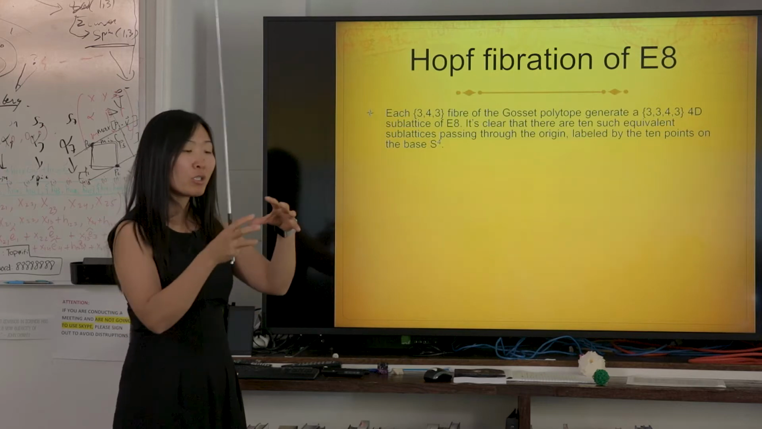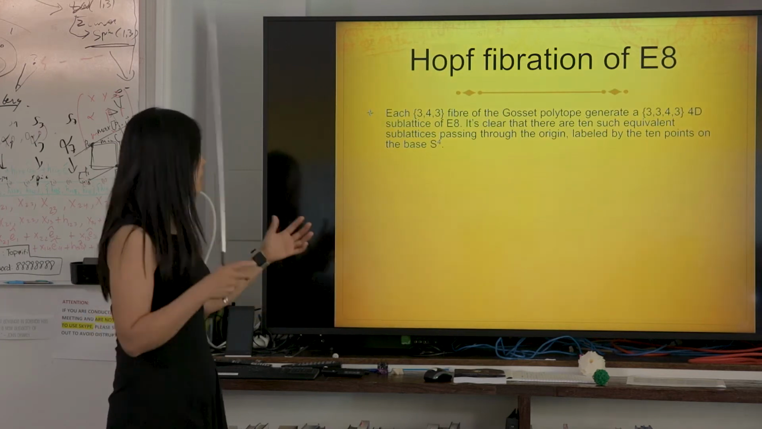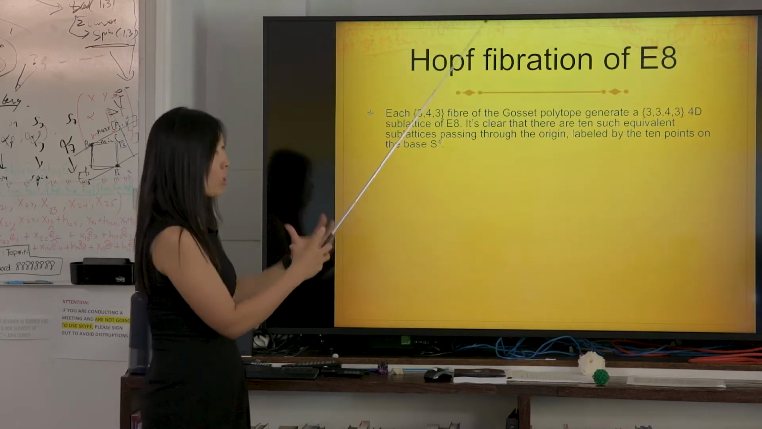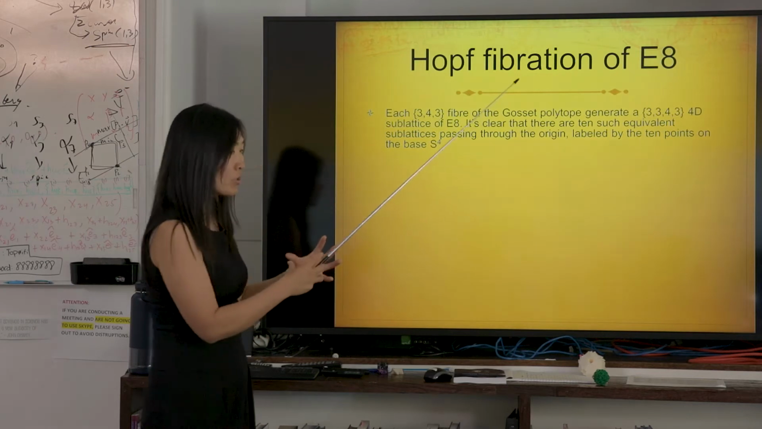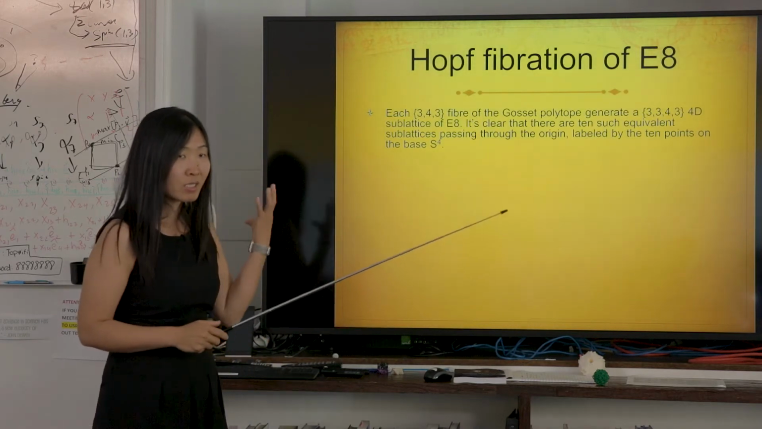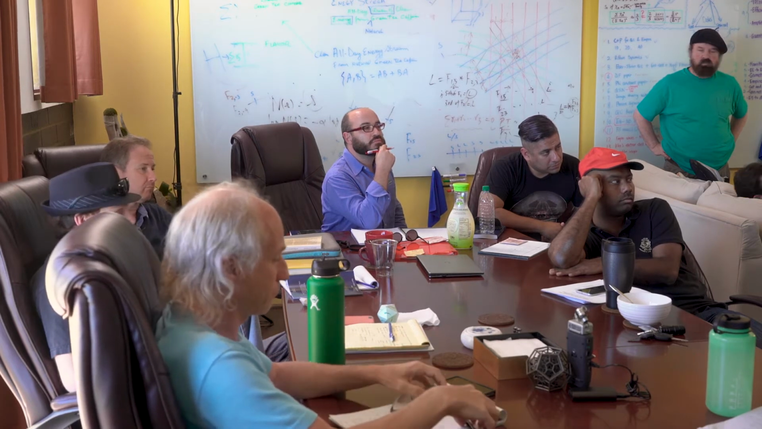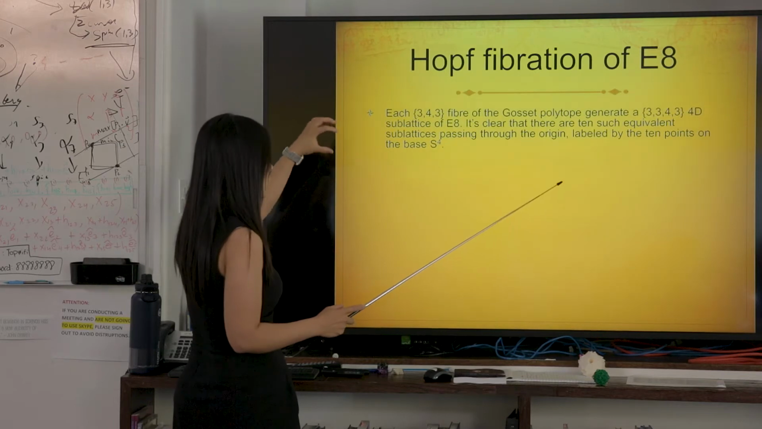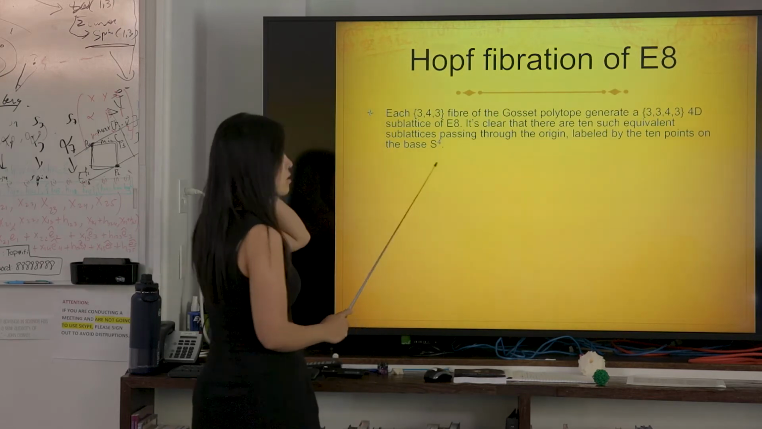Just like a cuboctahedron, right? It's a kind of a shell polytope of a FCC lattice. And so here, the 343, which is the 24 cell, is a shell polytope, just like the Gosset polytope to the E8 lattice here. And so this 24 cell, you can extend it to generate a 3343 4-dimensional lattice. That's clear, right? Or you could say the cuboctahedron is just the root vector polytope of the maximum sphere packing lattice in 3D, right? Yeah. Okay. So then it's clear that there are 10 such equivalent sublattices because we have 10 of these 24 cell fibers. And so passing through the origin and labeled by 10 points on the base S4. Okay.